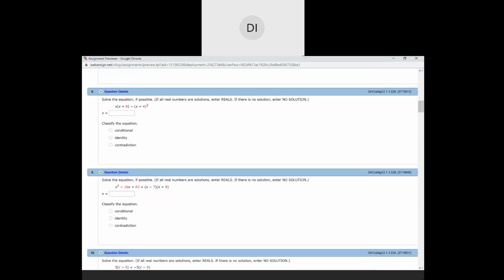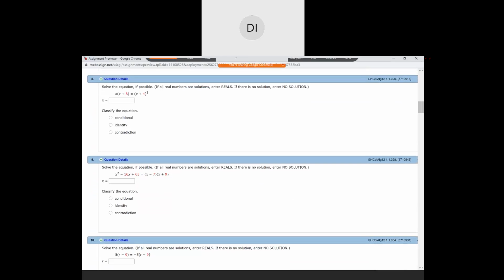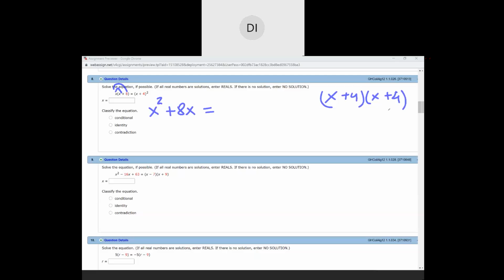So we're going to solve this equation by doing the parentheses first. When you solve the equation, you're going to start with the parentheses. So we're going to multiply x times x and x times 8. So what is x times x? That's x squared, right? X times 8 is plus 8x. And then equals. Now, on the other side, I have to multiply x plus 4 times x plus 4, because square means multiply 2 times by itself.